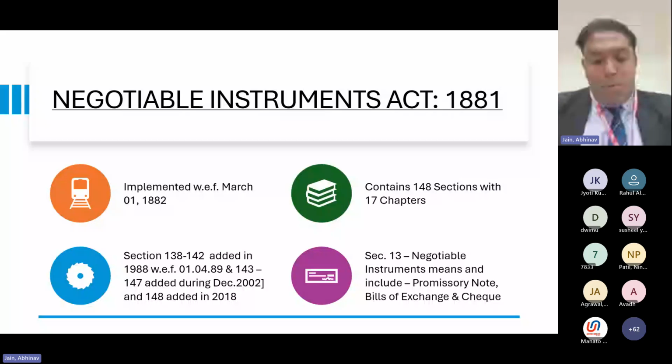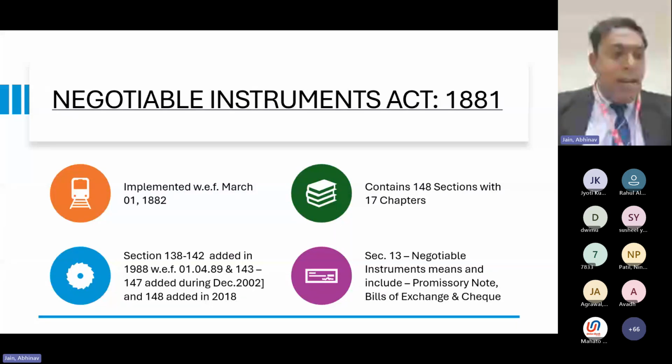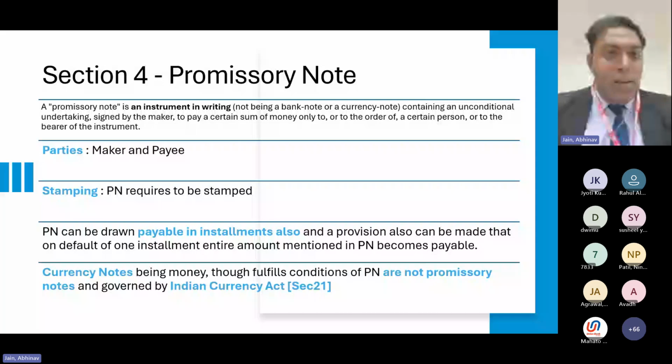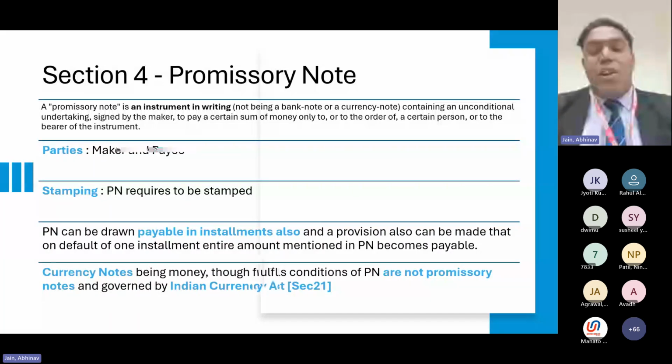Now let us discuss some more sections of this act. Section 4, promissory note. Let us first understand what a promissory note is. It is basically an instrument in writing. It is not a bank note or a currency note, to be very clear. It is an instrument in writing, containing an unconditional undertaking signed by a maker, to pay a certain person or to the order of a certain person or to the bearer of the instrument.